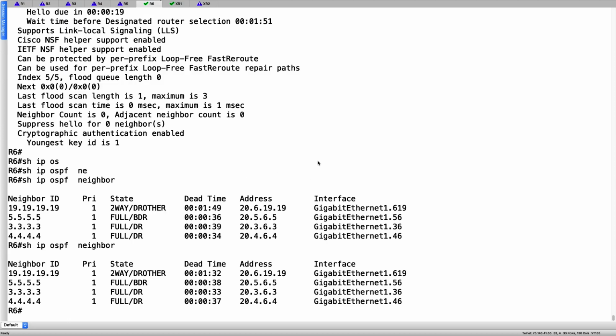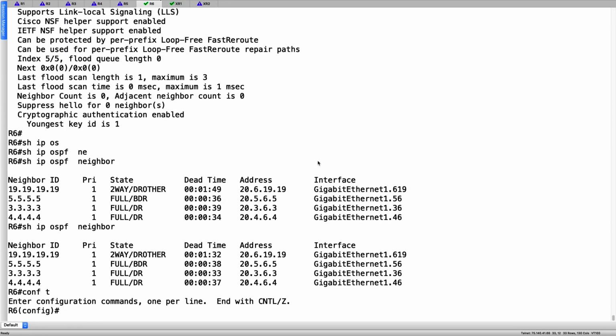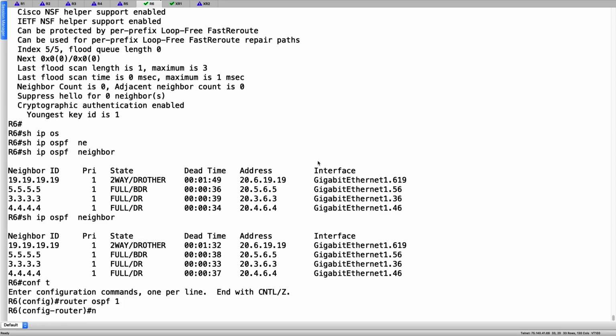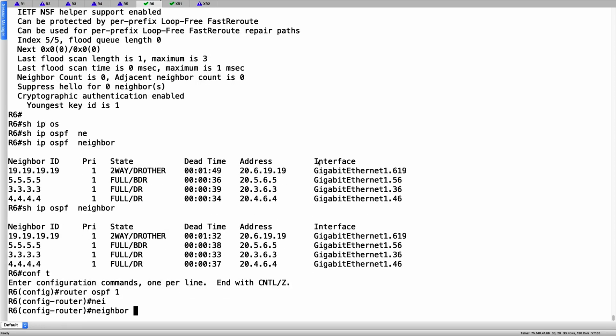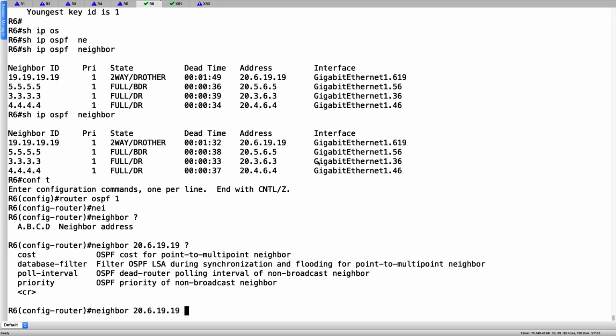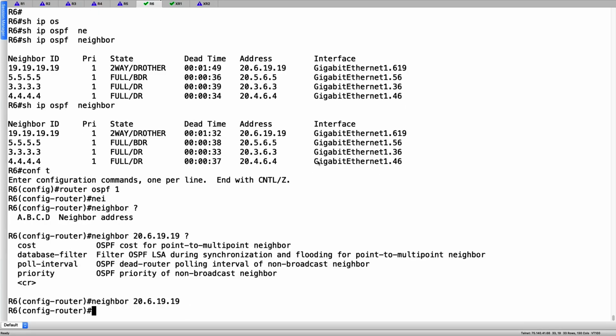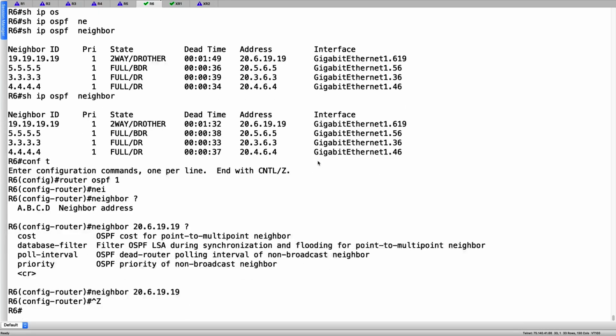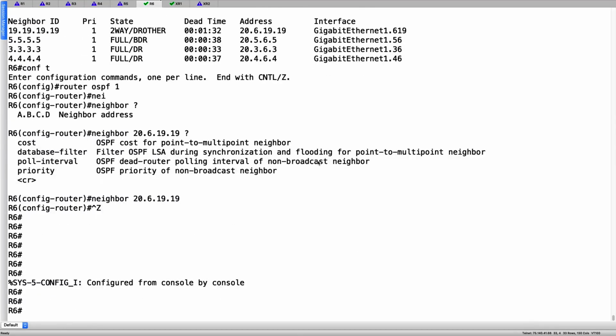So for forming the adjacency, all I have to do is go to any one router. It could be IOS XR1, it could be R6. On any one router, I would have to go under my OSPF process and say neighbor, the neighbor's IP address, which is 20.6.19.19, and here I could specify the priority if I want, or just enter. So if I give the neighbor statement, now R6 is going to send him a unicast as a hello.